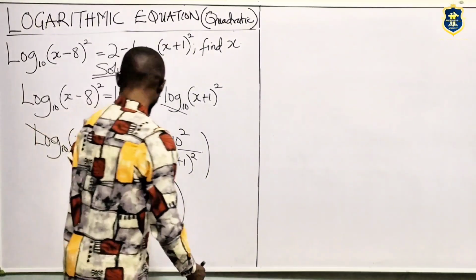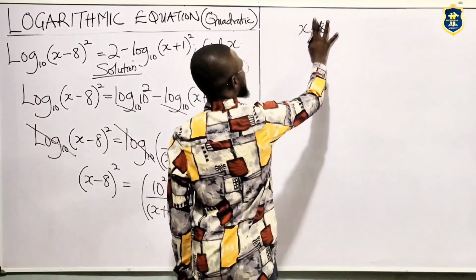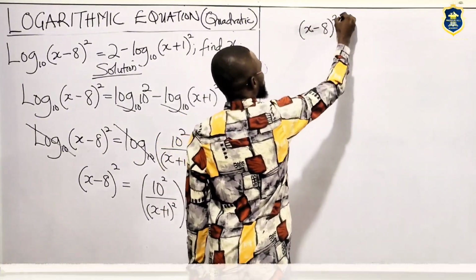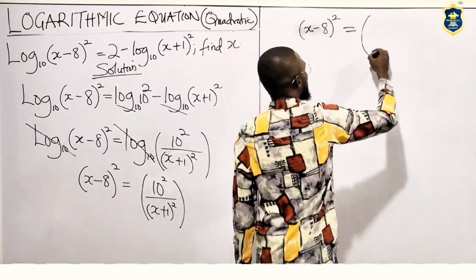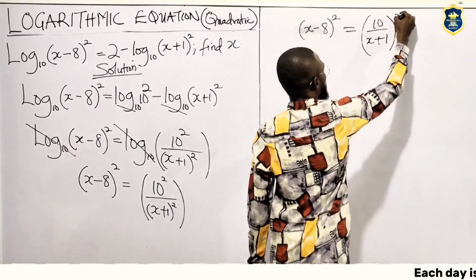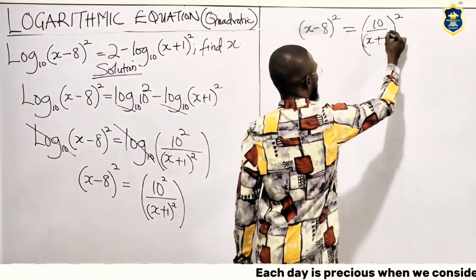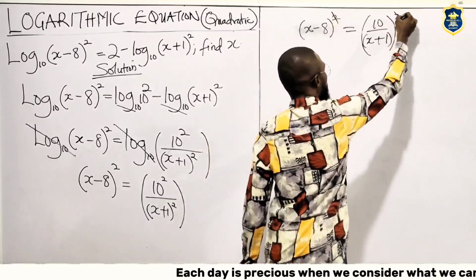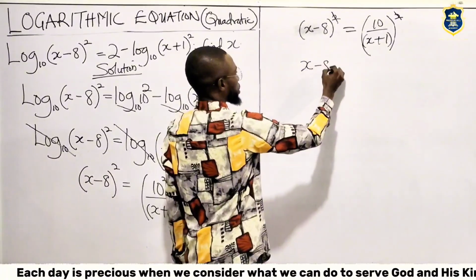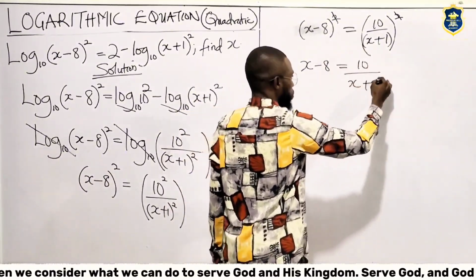I mean, if you do this, we're going to have (x plus 8, sorry, x minus 8) raised to the power 2 equal to what? I bring 10 over (x plus 1) raised to the power 2, right? So I'm trying to factor them out. This is this, I'm just trying to factor them out. With that, this 2 will take off this 2. That's how mathematics works, right? So that we'll be left with what? We'll be left with x minus 8 equal to what? 10 over x plus 1.